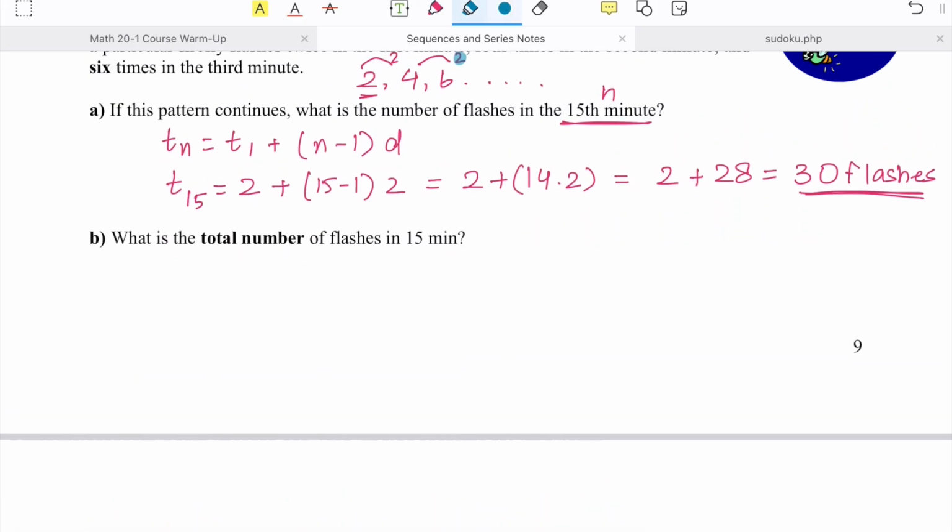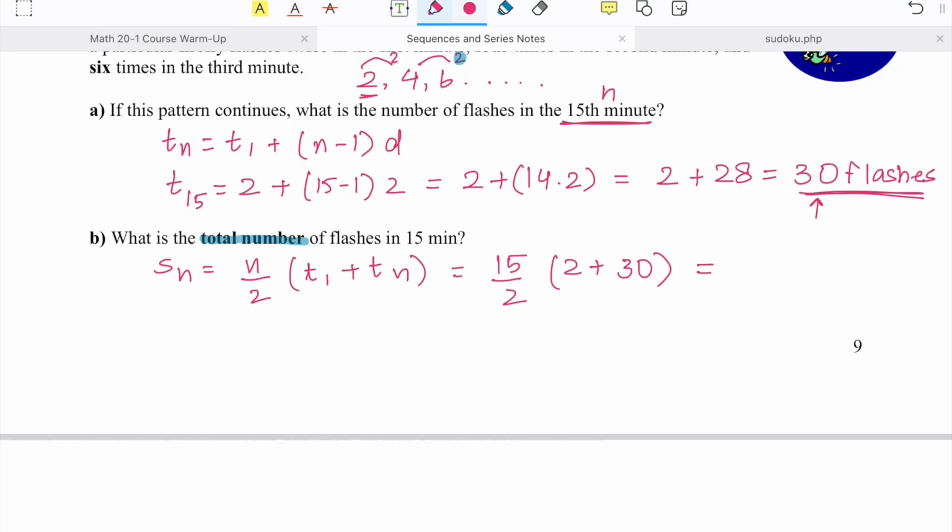Now they're asking us, what is the total number of flashes in 15 minutes? So because it's the total number, we'll have to find the sum, which is Sn, right? And the formula for that will be n over 2 times T1 plus Tn, okay? So n is 15, 15 over 2, T1 is 2 plus Tn is 30. So it'll be 15 over 2 times 32. 32 divided by 2 is 16. 15 times 16 is 240 flashes.